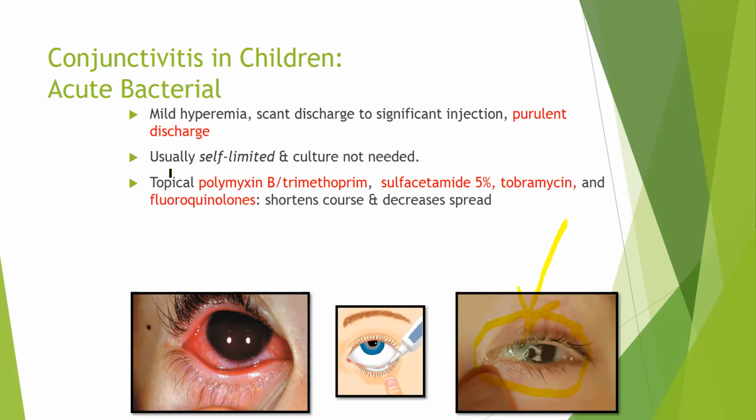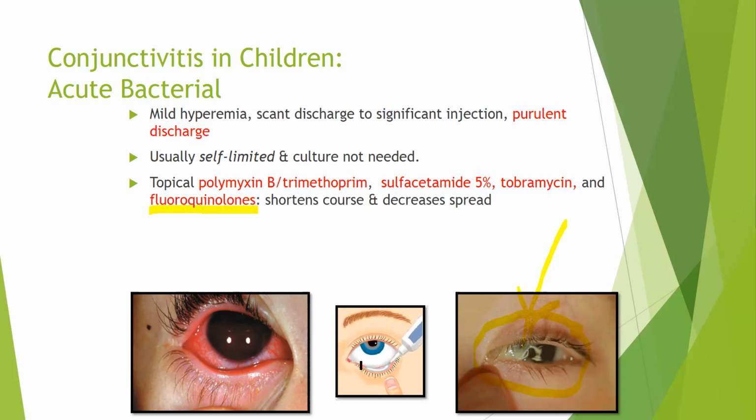So they're topical antibiotics. Polymyxin B and trimethoprim is kind of the take-home here. A lot of people prescribe this. Then there's a sulfa medication, tobramycin, and your fluoroquinolones. Fluoroquinolones we kind of reserve for the bad actors and people who wear contact lenses, because they're more prone to pseudomonal infections, and that's why we use fluoroquinolones.